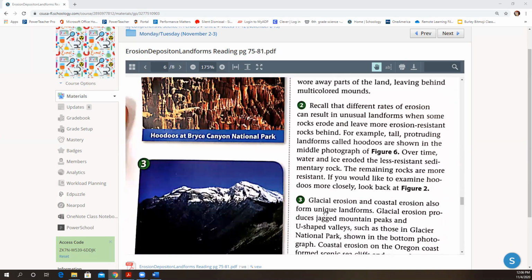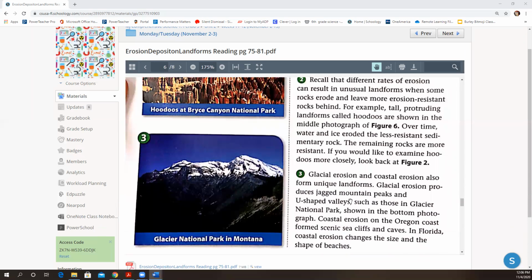Different rates of erosion can result in unusual landforms when some rocks erode and leave more resistant rocks behind. For example, tall, protruding landforms called hoodoos are shown in the middle photograph of Figure 6. Over time, water and ice eroded the less resistant sedimentary rock. The remaining rocks are more resistant. If you would like to examine hoodoos more closely, look back at Figure 2.